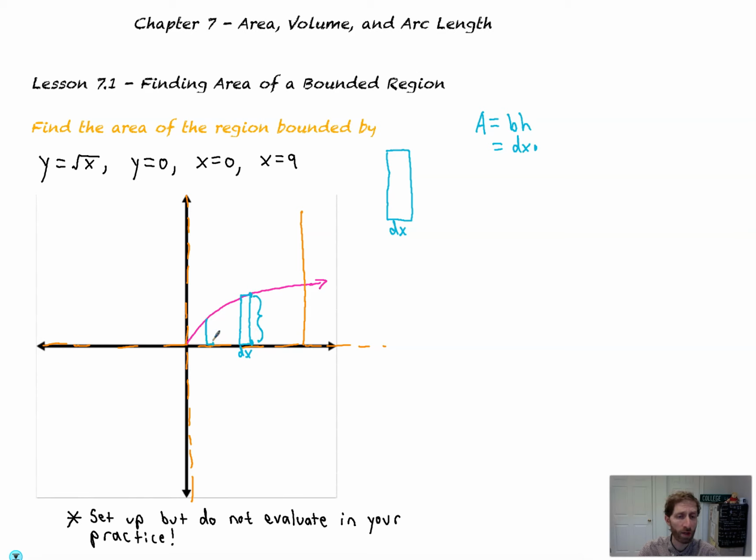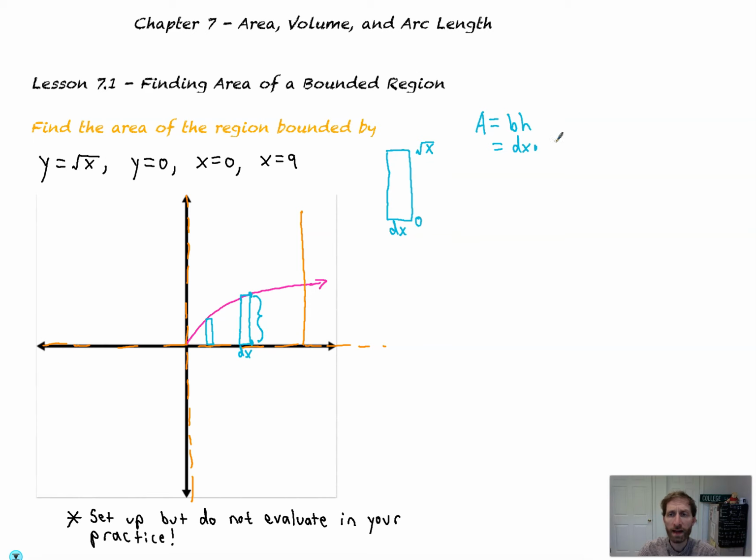So if I put the rectangle here, whatever that y value is minus this y value, we get the height of the rectangle. So what's this upper y value? Well, that is dictated by root x. So I'm going to put that here. And what's the lower y value? That's y equals 0. Imagine a rectangle sliding along like that. And so that's going to be 0.